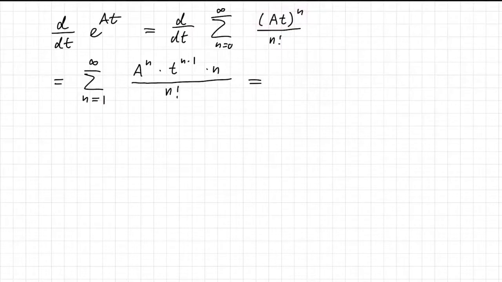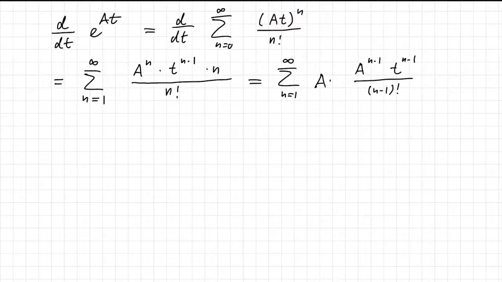Well, now I can simplify that because I can now rewrite this as the sum over n equals 1 to infinity of A times A to the power of n minus 1, t to the power of n minus 1, divided by n minus 1 factorial. So we divide numerator and denominator by n. And now what I can do is I can take that constant matrix out of the sum because that's in every term.